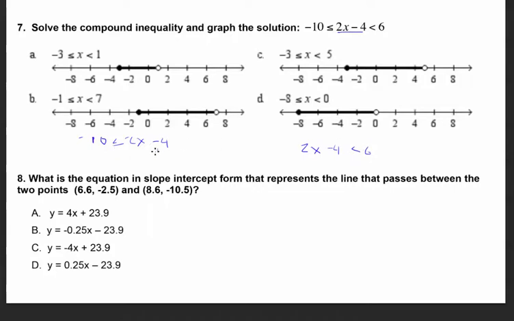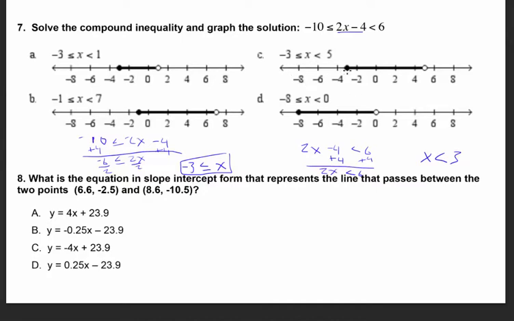I can solve this side by adding 4 to both sides. Negative 10 plus 4 is negative 6. And then dividing both sides by 2, I get negative 3 is less than or equal to x. Solving my second inequality, I add 4 to both sides. 2x is less than 6, and then divide both sides by 2, and I get x is less than 3.